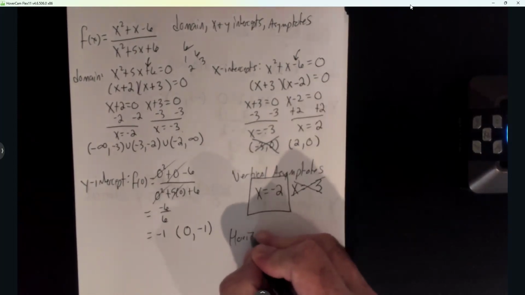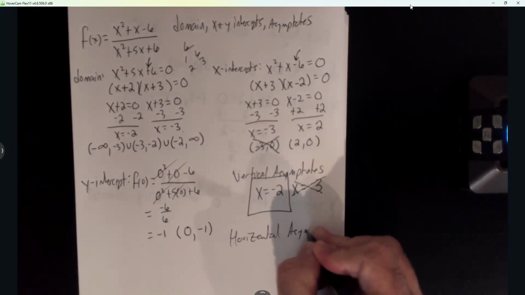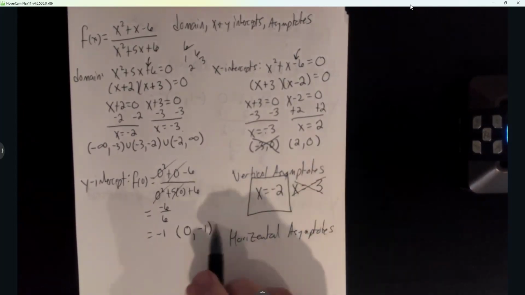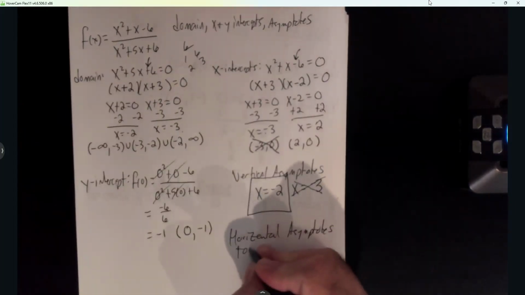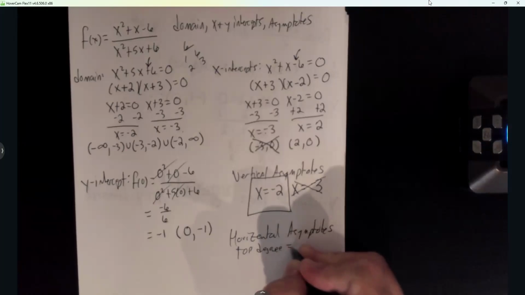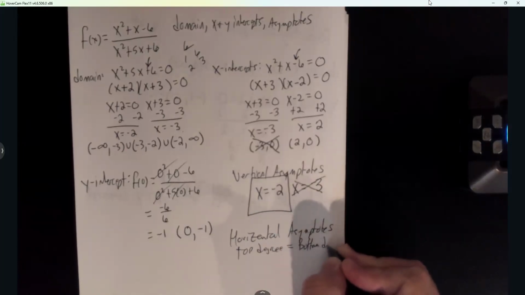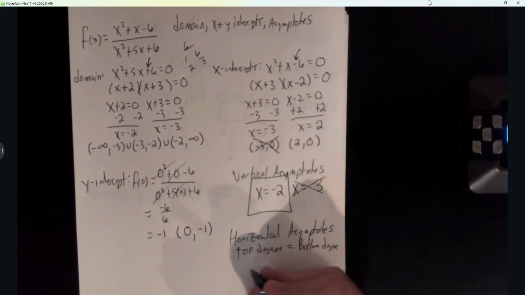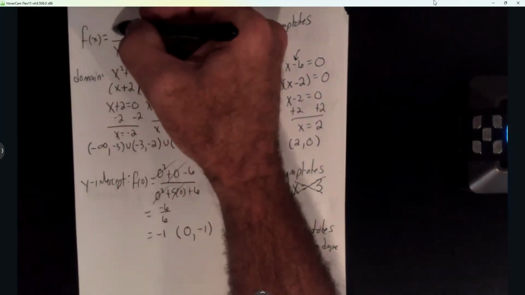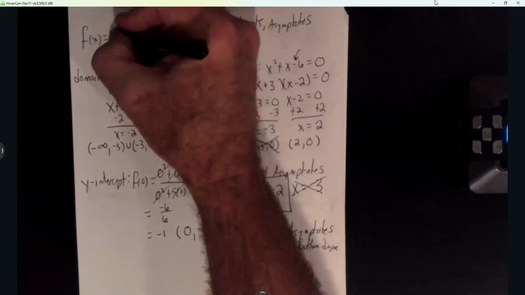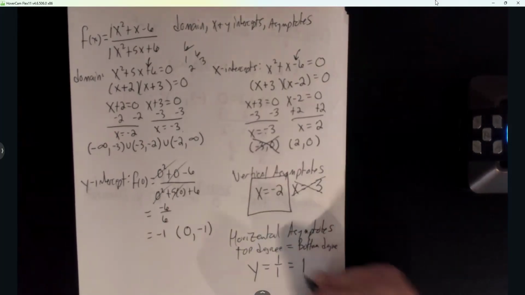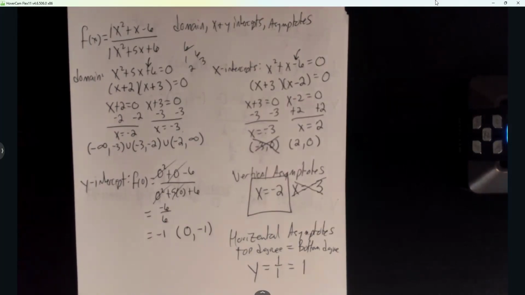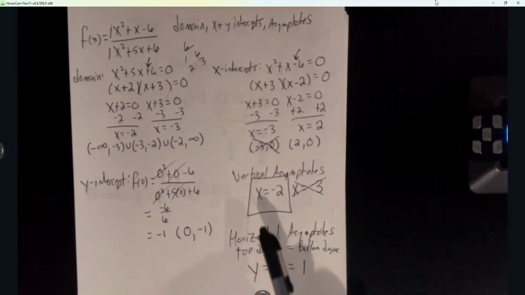All right, what about a horizontal? Horizontal, the degree on top matches the degree on bottom. So the top degree equals the bottom degree. When they're equal, y equals a over b. Well, there's no numbers in front of these, so you would treat it like a 1 over 1. And 1 over 1 is basically a 1. So my horizontal asymptote will be y equals 1. Vertical asymptote, x equals negative 2.